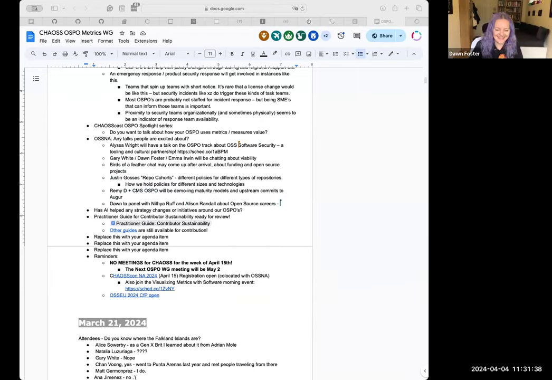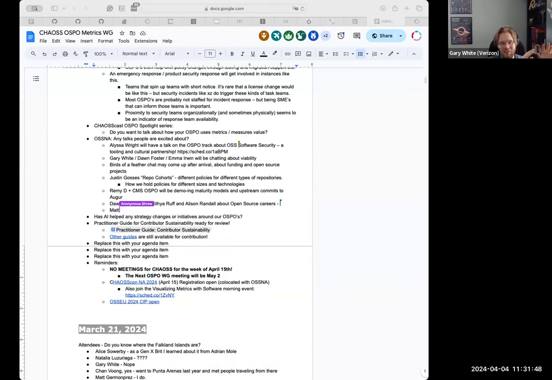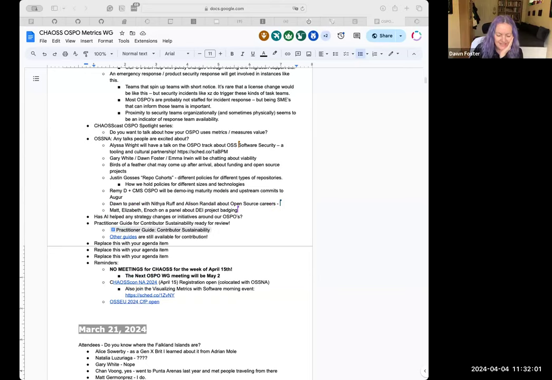Sorry. I think the reason I want to take down the names and a brief description is that now you can search by name in Sketch. So if you're going to the conference, you can build your schedule based on that. DEI project badging. It's in the open source 101 track.